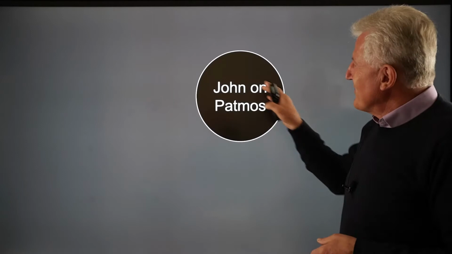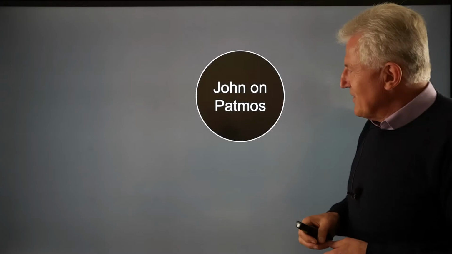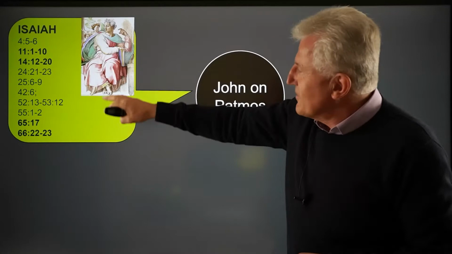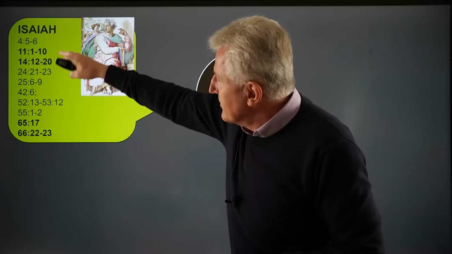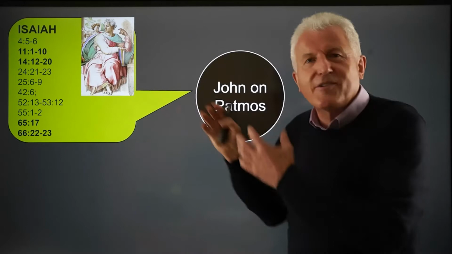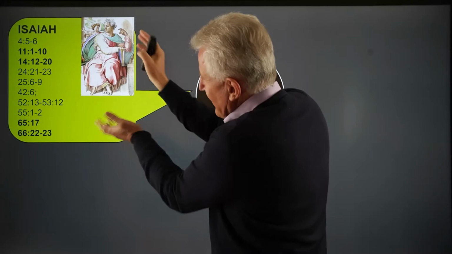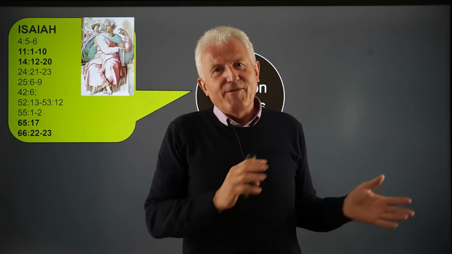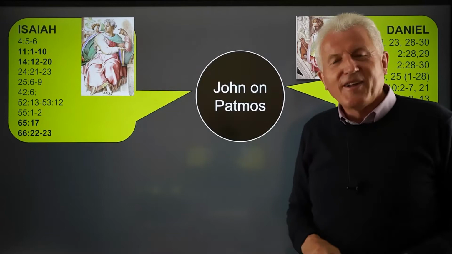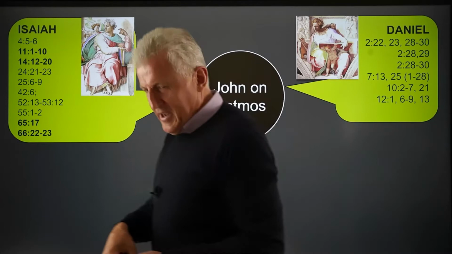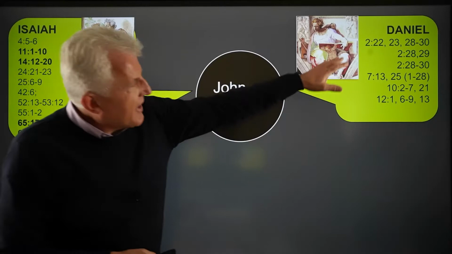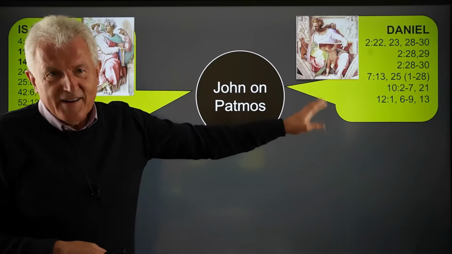John is on Patmos, and I just want to illustrate some of the Old Testament voices here, such as Isaiah, a major contributor to Revelation. And the scriptural passages I have quoted here do not exhaust the list of texts that echo in Revelation, but I mean to show that Isaiah is a major contributor to John's worldview. That's number one. And this, by the way, is Michelangelo's illustration of Isaiah in the Sistine Chapel. And then, sure, Daniel is one of the others. Daniel is also a contributor, and you can see some of the texts that echo in Revelation taken from Daniel. It is extensive.